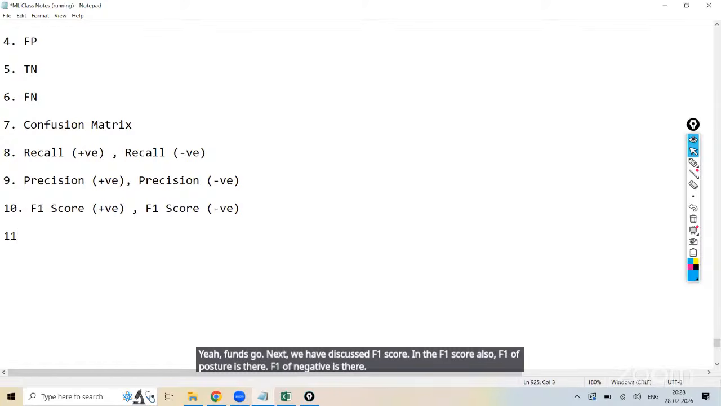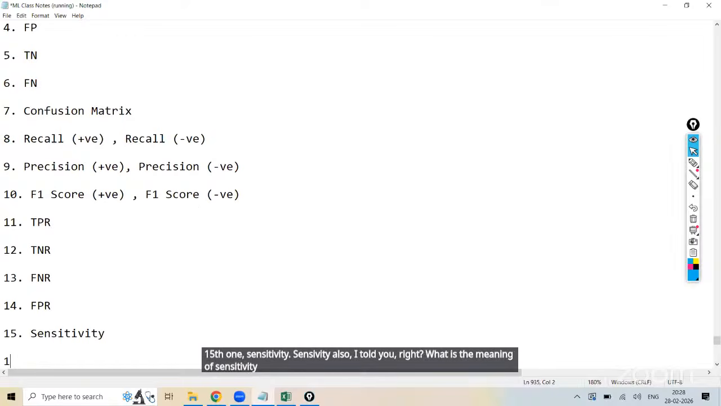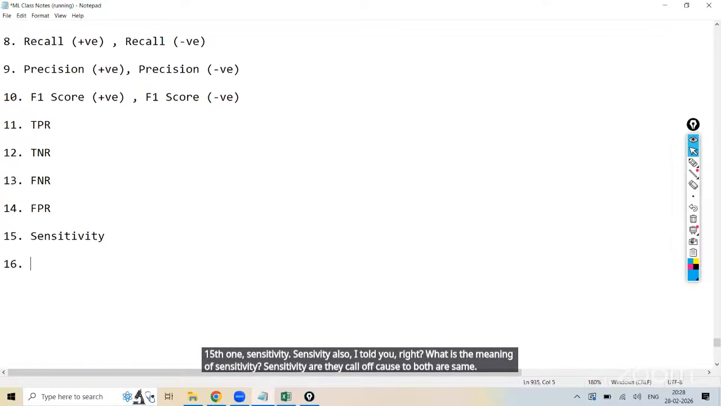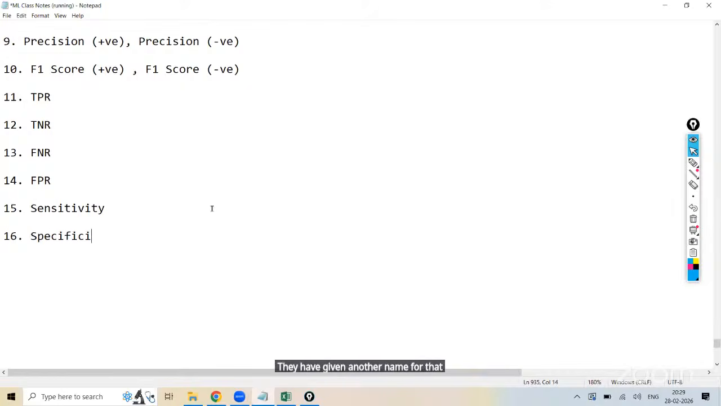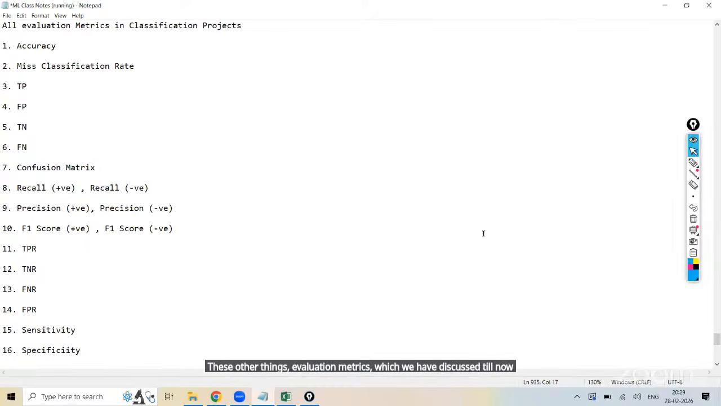Next, we have TPR, TNR, FNR, and FPR. The 15th one is sensitivity. I told you the meaning of sensitivity: sensitivity or recall of positive, both are the same. They have given another name for that. And next, specificity. These are the evaluation metrics which we have discussed till now, overall.